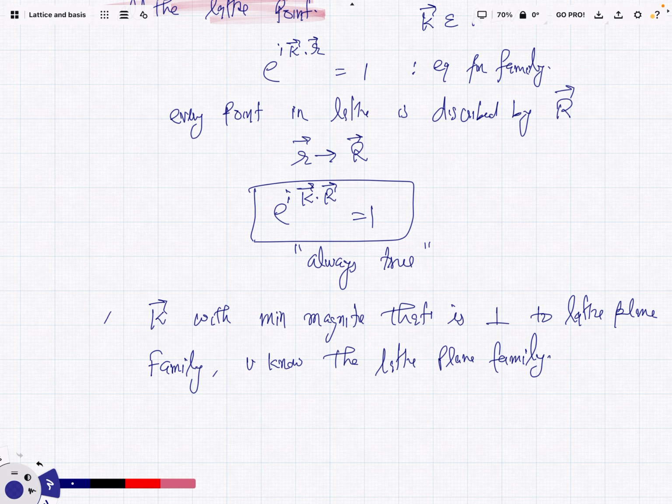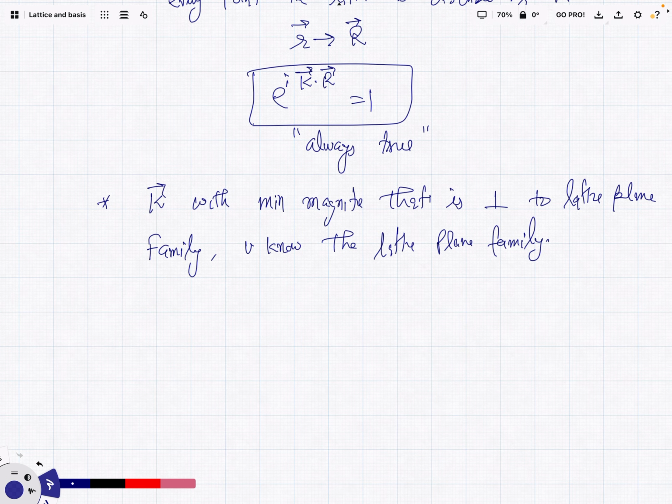So Miller came up with a procedure to tell you how to identify a family very quickly. You will see it's a very simple but very powerful procedure. I know that the K with the minimum magnitude is 2 pi by d into n cap, where n cap is the perpendicular to this lattice family.